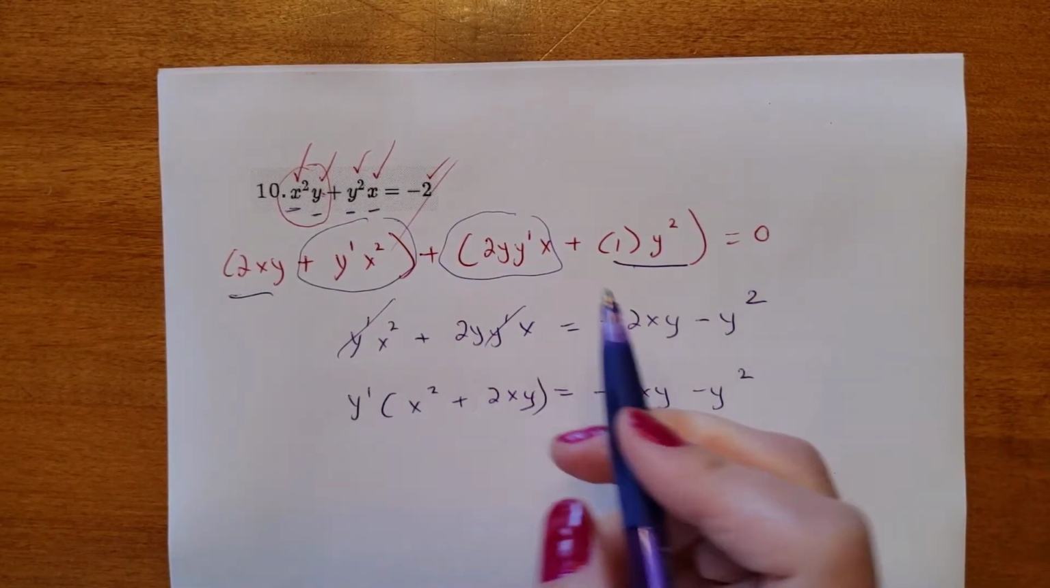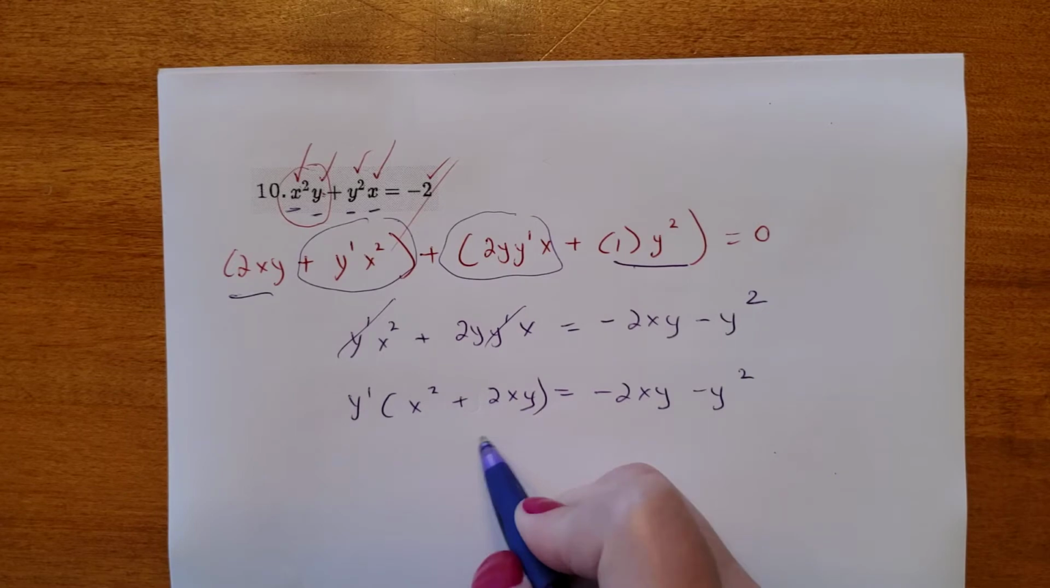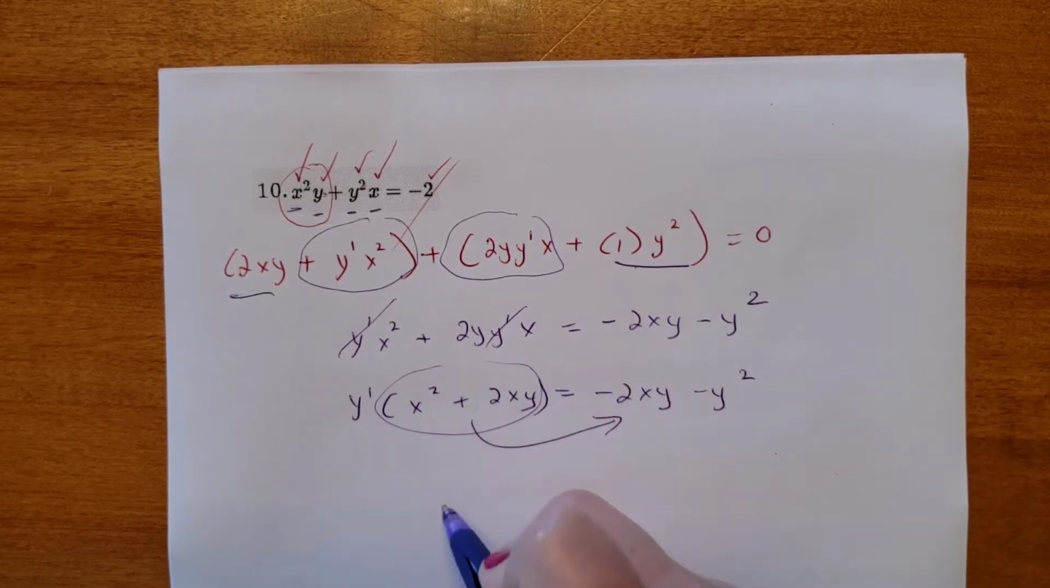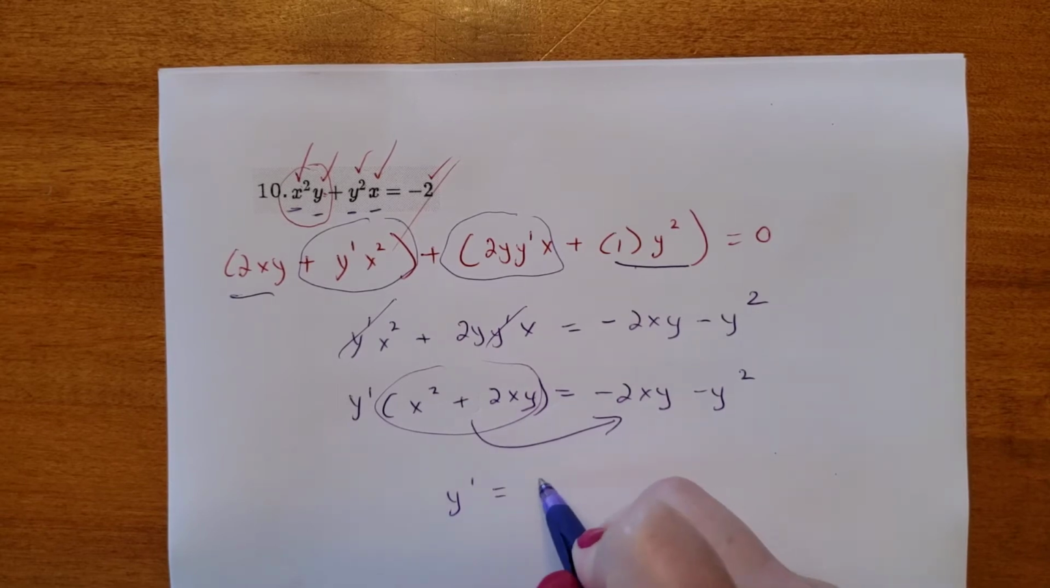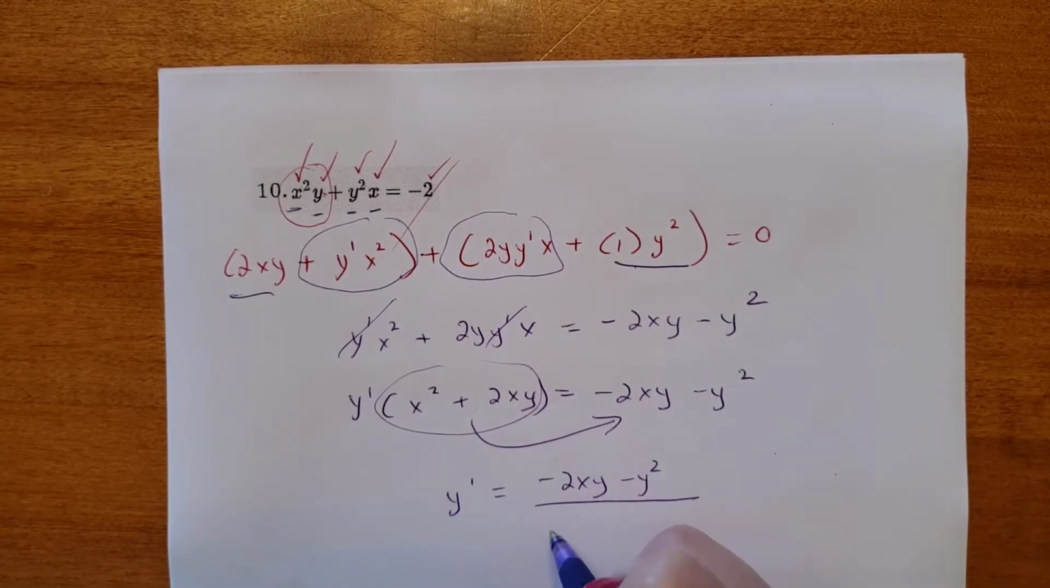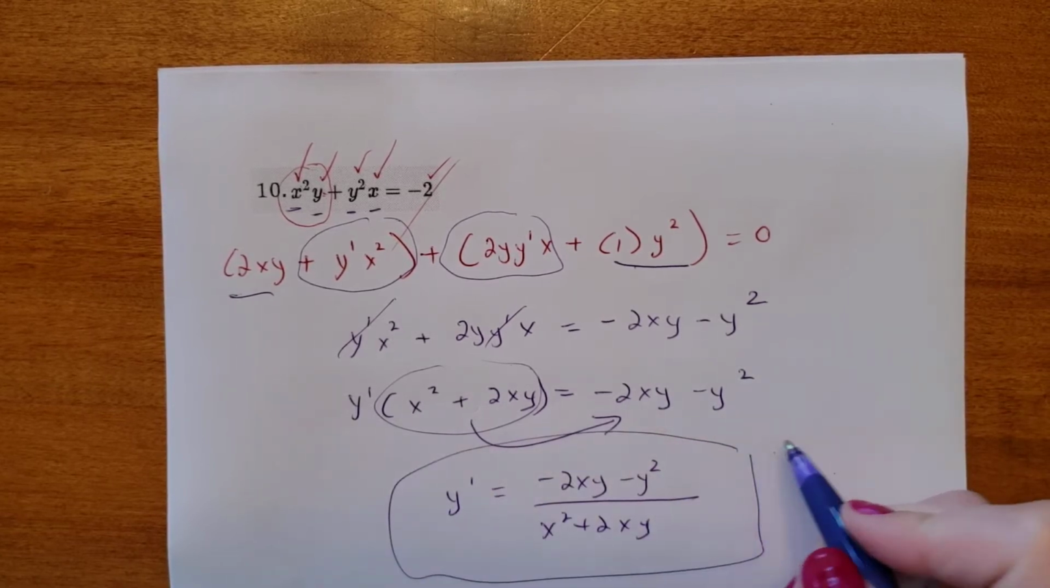So now that it's solved for the y prime, I'm just going to get rid of this whole chunk. It's y prime times this whole chunk, so just divide by it. So y prime is equal to negative 2xy minus y squared, divided by x squared plus 2xy. That's the whole answer on it.